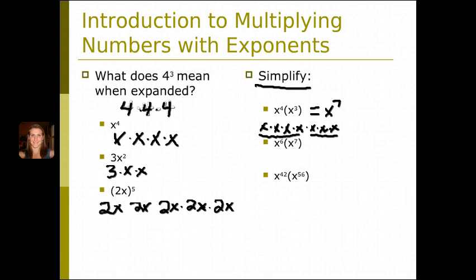X to the 6th times x to the 7th. So again, if I want to expand this, this is going to be x times x times x times x times x times x, so 6 times. And then x to the 7th is x times x times x times x times x times x times x. And when you get finished, if you count up how many x's are multiplying themselves here, you will come up with x to the 13th power.